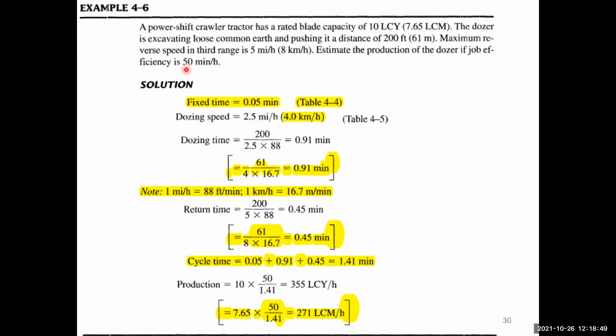So the job efficiency means that in 1 hour, on average, about 50 minutes of the work is being performed. So we have used this figure also before in other examples. Well, do you have any questions?